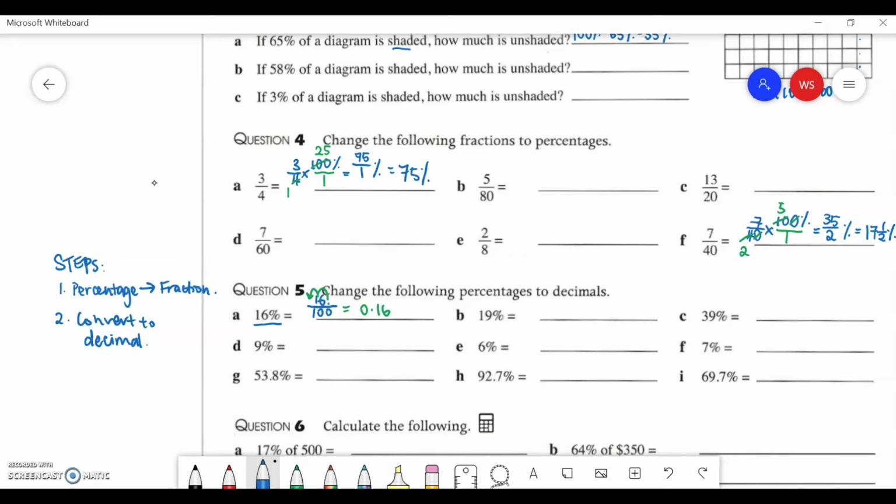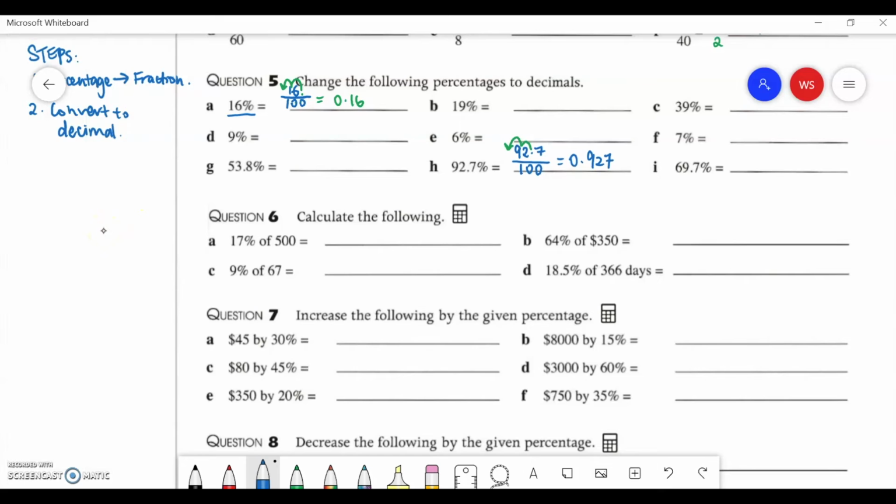Now, next one that we'll carry out is 5H. So same thing, 92.7 over 100. Okay, expressing that as a fraction or dividing it by 100. And then after that, with your decimal point, you move that back by 2 spaces. So therefore, our answer will be 0.927. Okay, pause this video and carry out the rest of question 5.